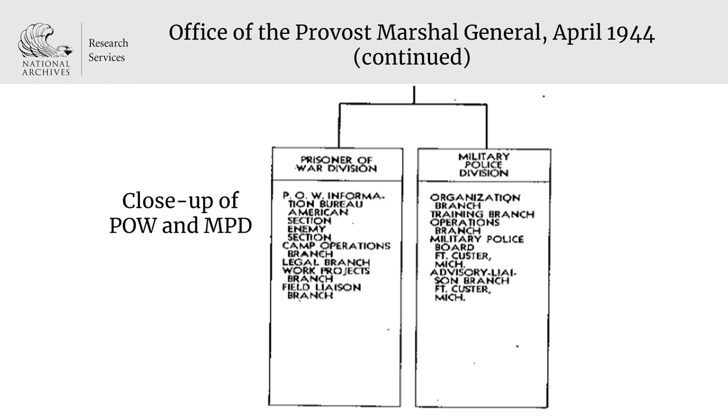When you are searching for documents within Record Group 389, it can be helpful to know the names and functions of these offices, since federal records are primarily organized according to the federal agencies and offices that created them.